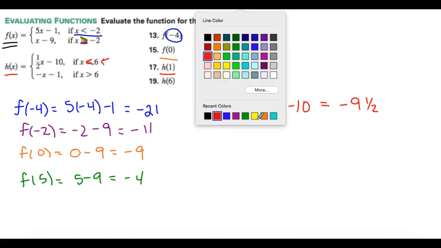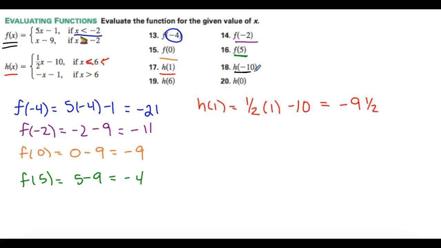Okay, so if we keep going, let me see what colors I could use. I haven't used black yet. Negative 10. Negative 10, similar to 1, is also less than 6. So h of negative 10 would be 1/2 of negative 10 minus 10, negative 5 minus 10, which is negative 15.